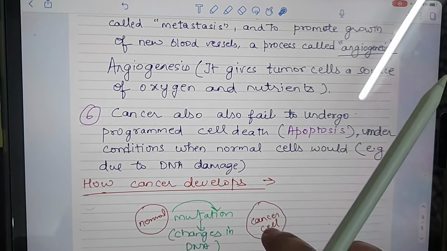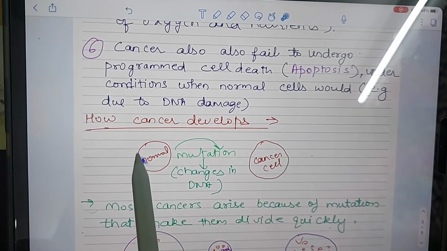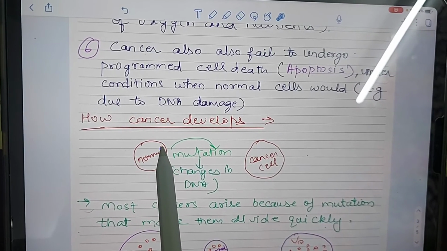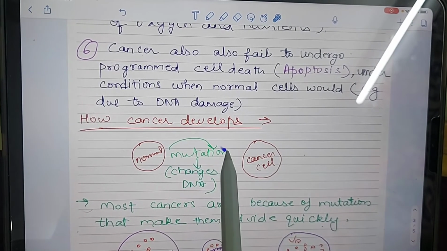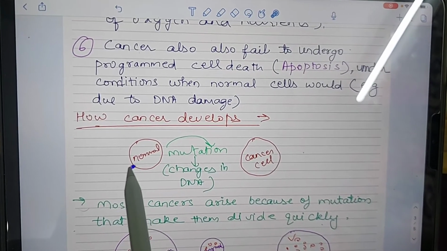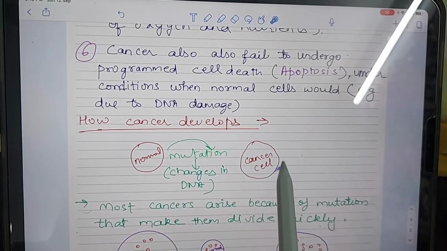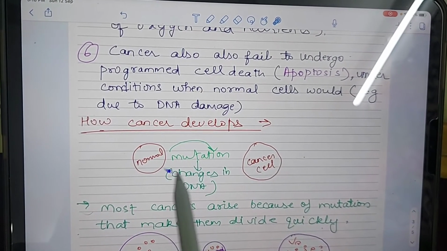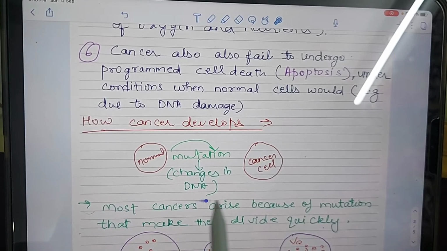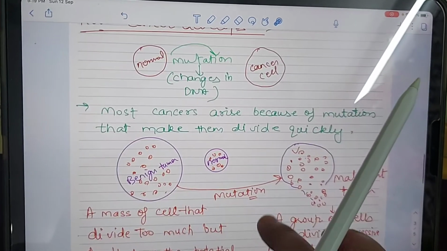Okay, so this is how a cancer develops. This is a normal cell. Now the development of cancer can be due to many things. One of these is mutation. It can be exposure to radiation. It can be exposure to a carcinogen. So when a normal cell converts itself into a cancer cell, the major reason behind it is mutation. And most cancer cells arise because of mutations that make them divide quickly.